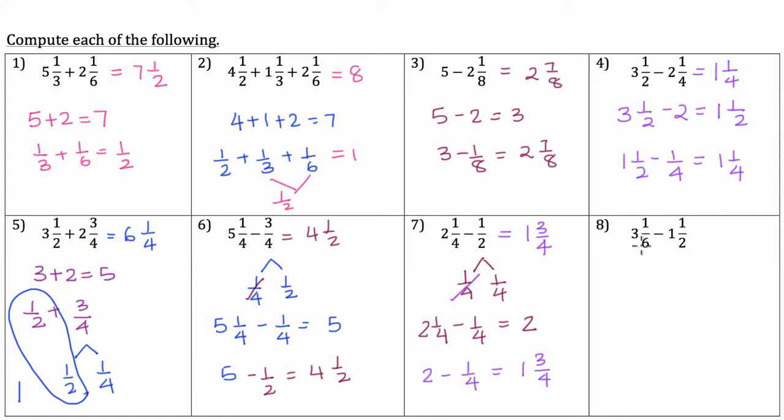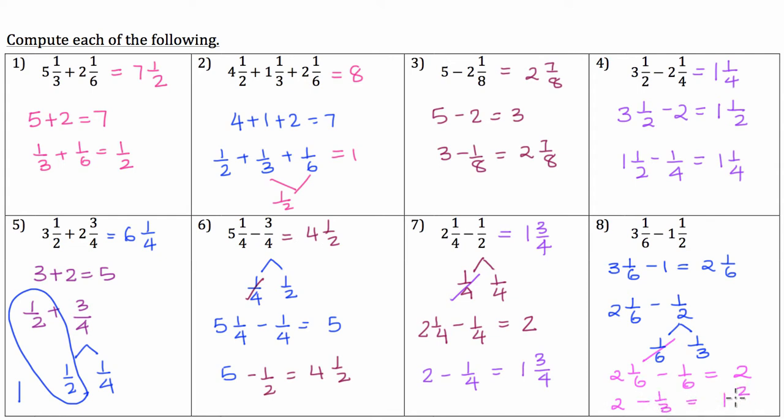The next one is 3 and 1/6 minus 1 and a half. So let's take away the whole. 3 and 1/6 minus 1 equals 2 and 1/6. Then 2 and 1/6 minus half. We know that half is made of 1/6 and 1/3. So if we do 2 and 1/6 minus 1/6, you're left with 2. So we have taken away this 1/6, and 2 minus 1/3 equals 1 and 2/3. So 3 and 1/6 minus 1 and a half is 1 and 2/3.